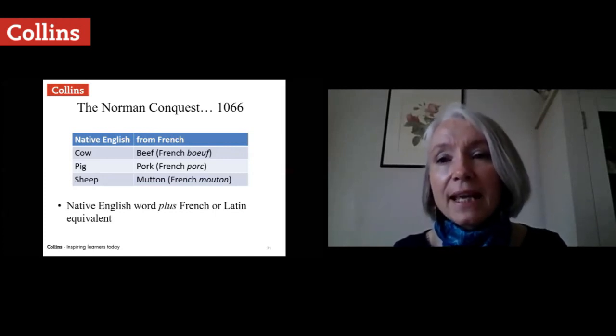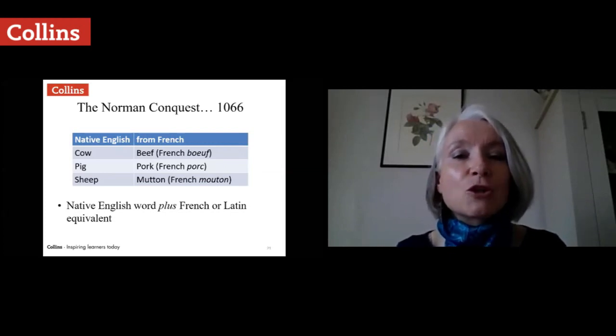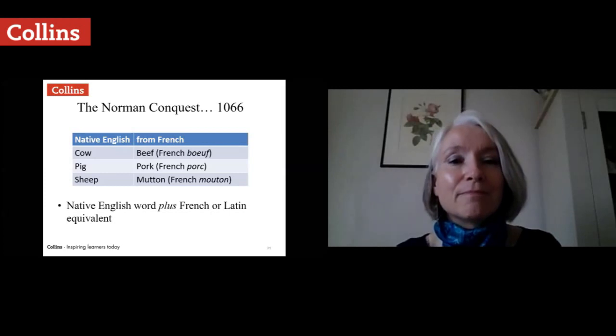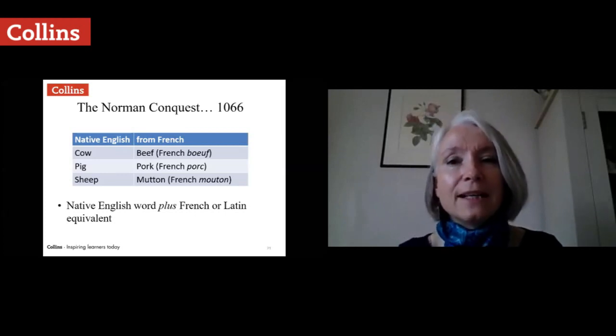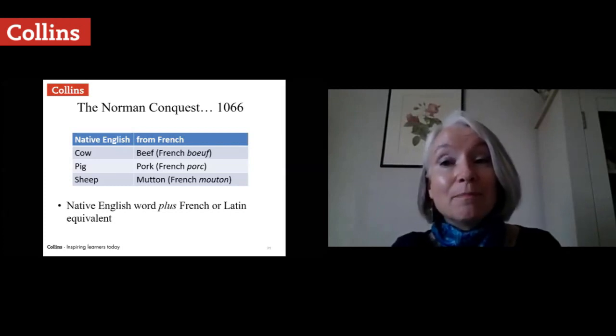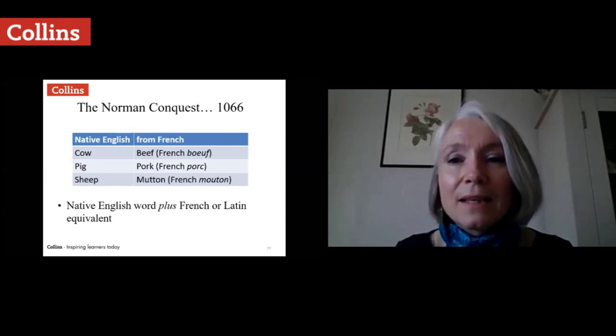Have a look for a minute. Can you see what's going on? What's the difference in present day English between cow and beef? What's the difference between pig and pork, sheep and mutton? What do these words mean? Anybody got any ideas what's going on here? Can you see what English has done? It hasn't pushed the original native words out of the language, it's kept them. But what's it done? So I'm waiting for the answers again.